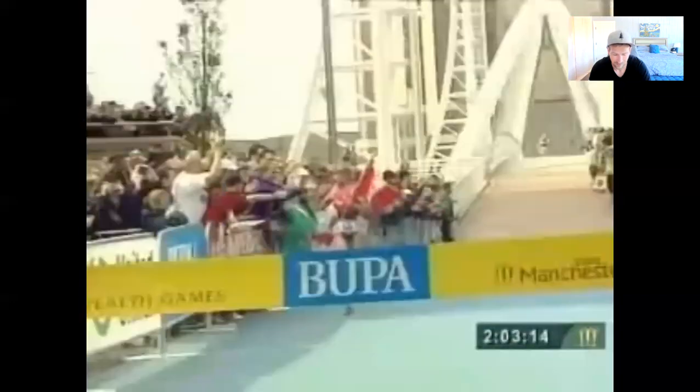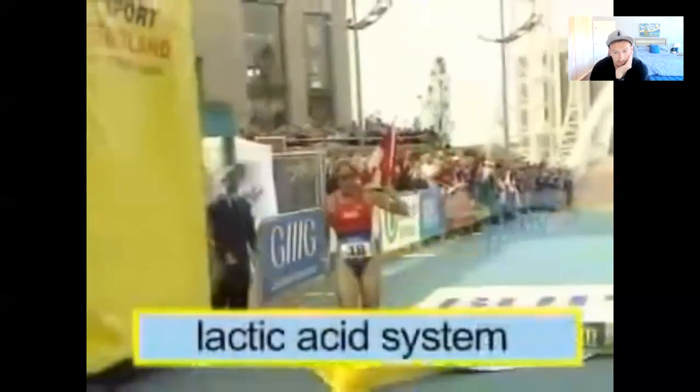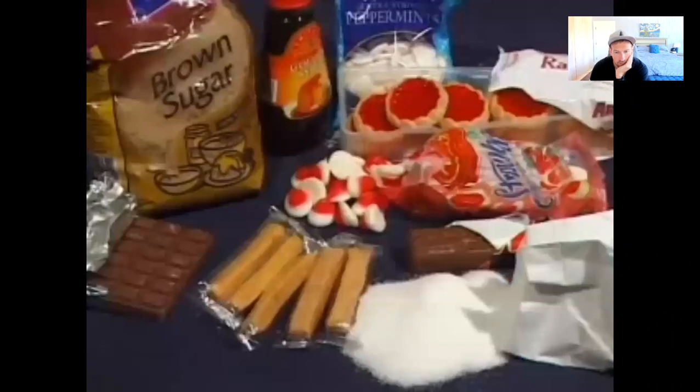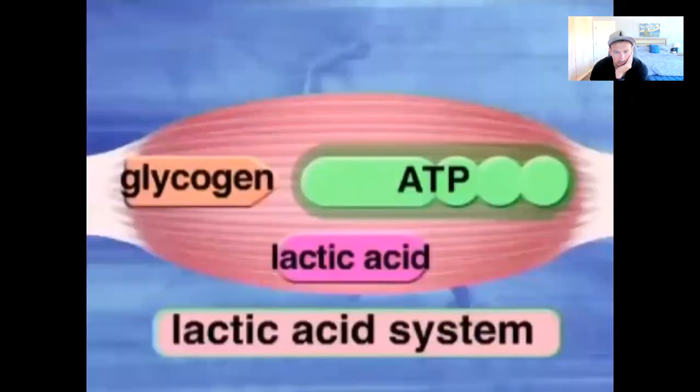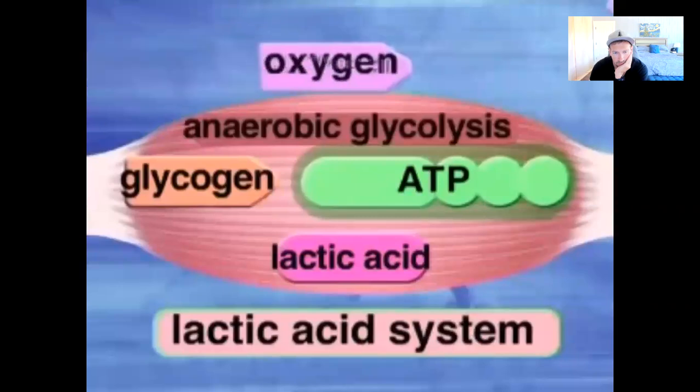This second anaerobic energy system is known as the lactic acid system. It works by synthesizing new ATP molecules from glycogen, which is the stored form of sugar in our bodies. The reaction is known as glycolysis, and because it doesn't involve oxygen, it's called anaerobic glycolysis. Through a complex series of reactions, glycogen breaks down into ATP and lactic acid.